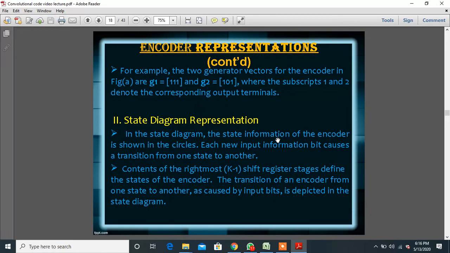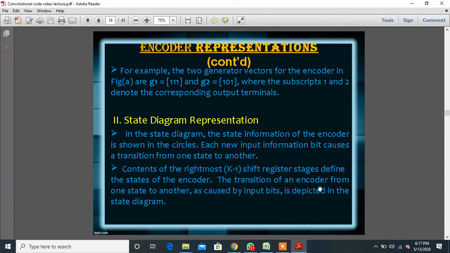In the state diagram, the state information of the encoder is shown in circles. Each new input information bit causes a transition from one state to another state. Contents of the rightmost k-1 shift register stages define the states of the encoder. Rightmost means the last shift registers will define the states of the encoder.